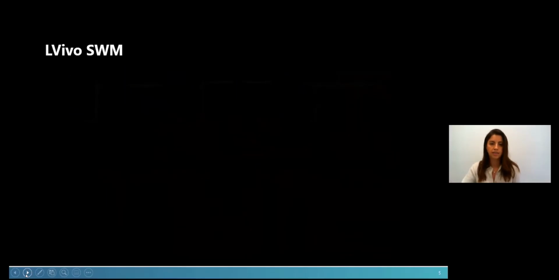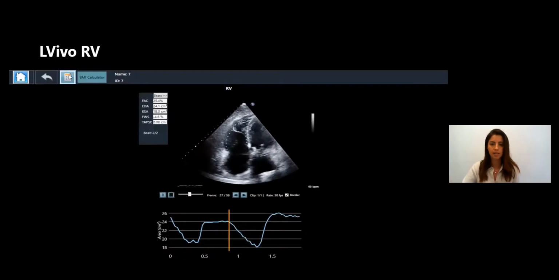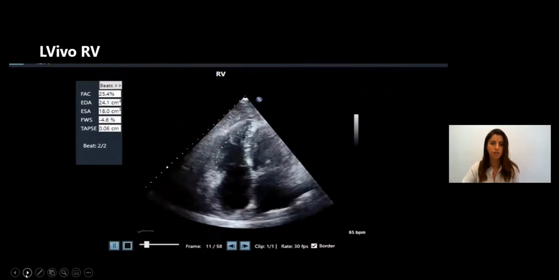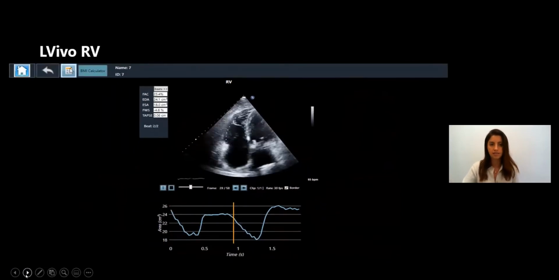Again, as you can see here on the screen, everything is done automatically with the bullseye diagram, vendor neutral and cross-platform, in seconds. In addition, we're going to add our Elvivo right ventricle, for which we just got FDA and CE approval. It's automatic right ventricle evaluation, including fractional area change, free wall strain, and TAPSE. So without further delay, let's introduce our panelists. Noah, you can take it from here.